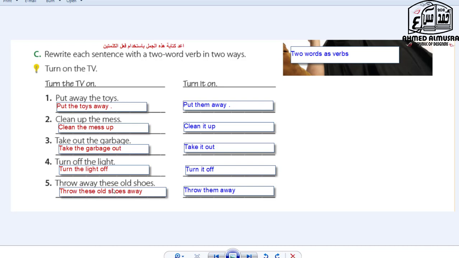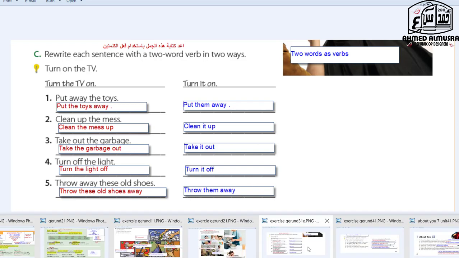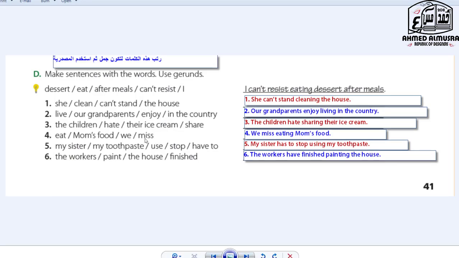Number five, throw away these old shoes. Throw away these old shoes. Throw these old shoes away. Throw them away. Okay, let's turn to the next exercise, which will be exercise D.